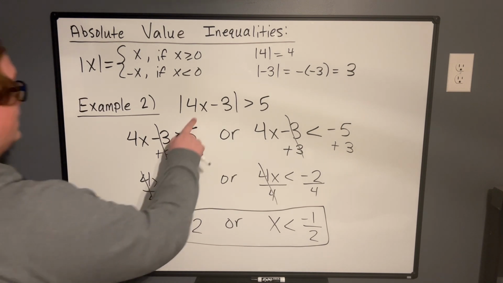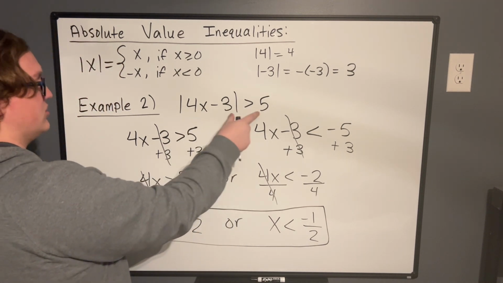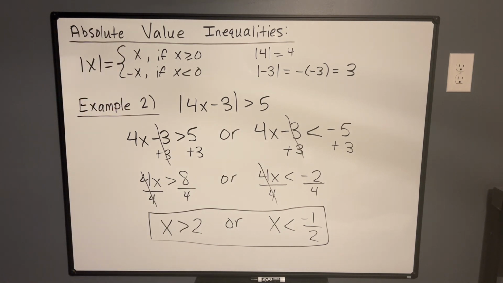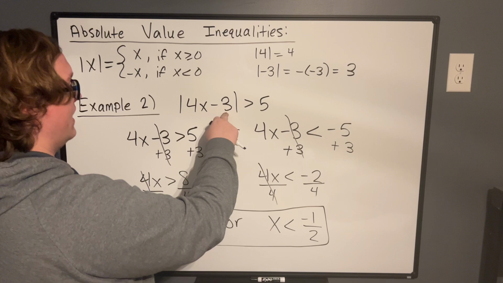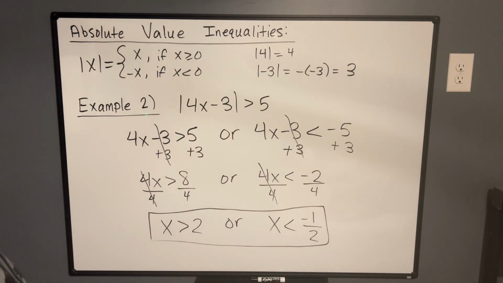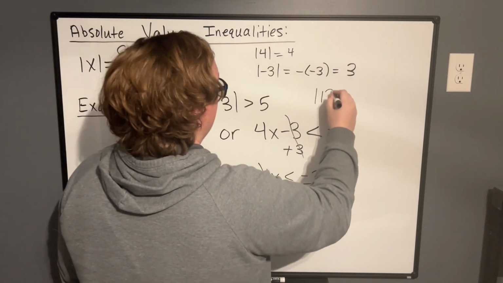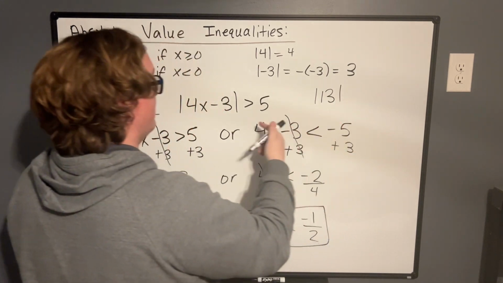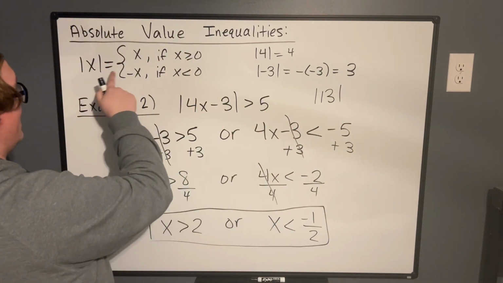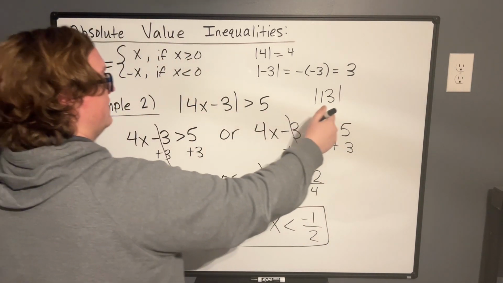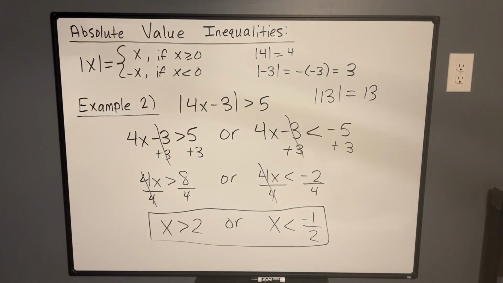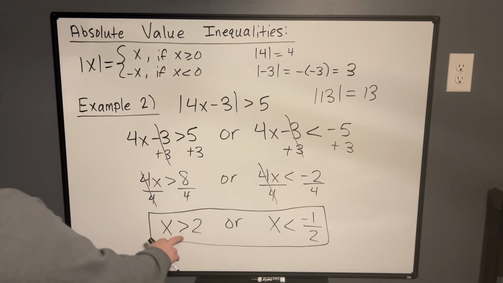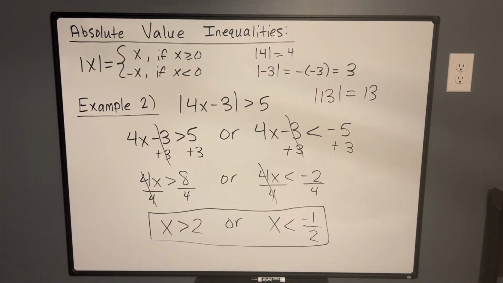If I plug 4 into my x, I want to make sure that this side is greater than 5. So 4 times 4 gives me 16, and then minus 3 is 13. And so I have the absolute value of 13, and I want to know, is that greater than 5? Well, because 13 is positive, this gives me a positive 13 out. And we know that 13 is a bigger number than 5, so that will hold if x is greater than 2.